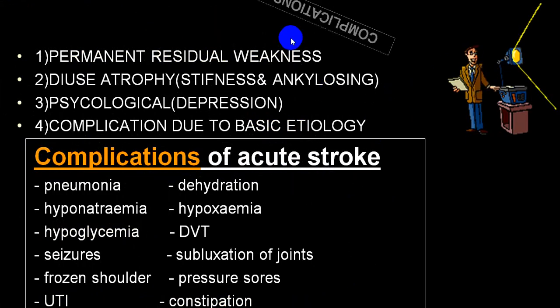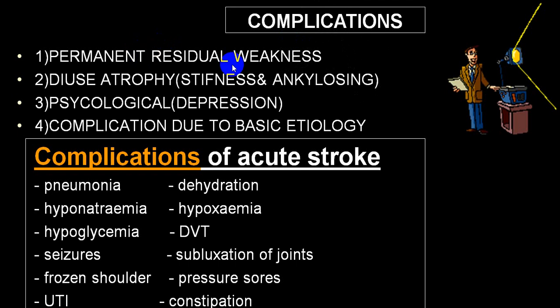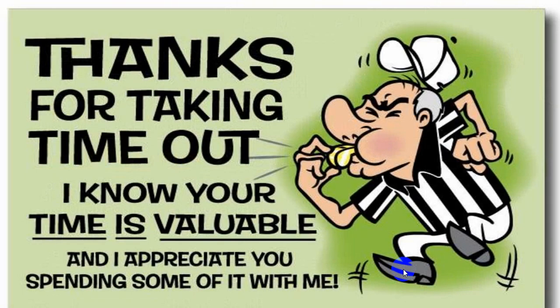As far as complications are concerned, permanent residual weakness, disuse atrophy, stiffness, which we call spasticity, and the person can develop even ankylosis at the bone. Psychological disorders in the form of depression are very common. Other complications during acute stroke: pneumonia, hyponatremia, hypoglycemia, seizures, frozen shoulder, UTI, dehydration, hypoxia, DVT, then subluxation of joints, pressure sores, constipation, all those are some of the complications.